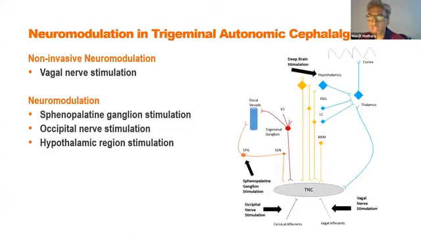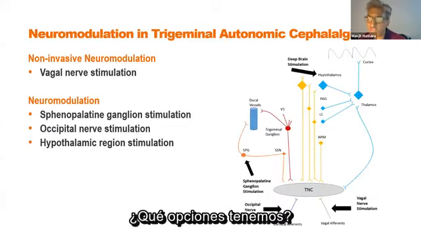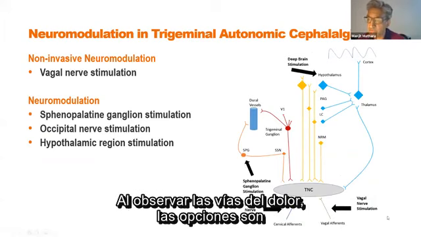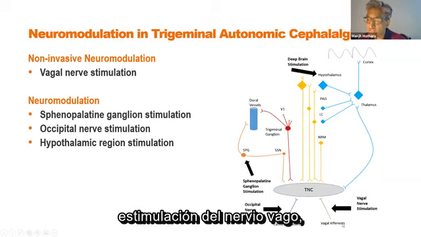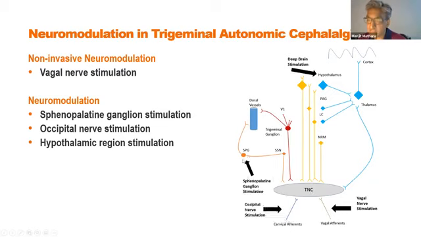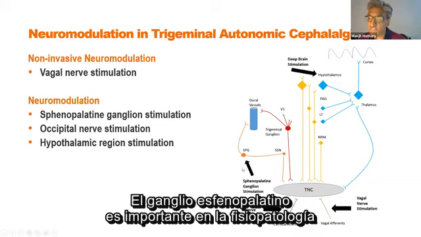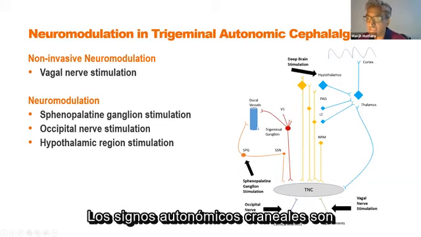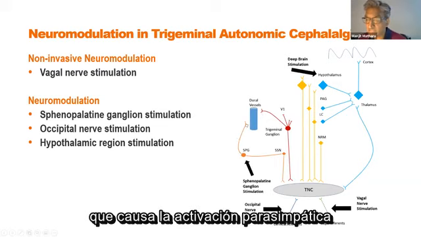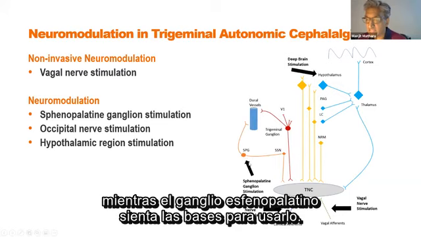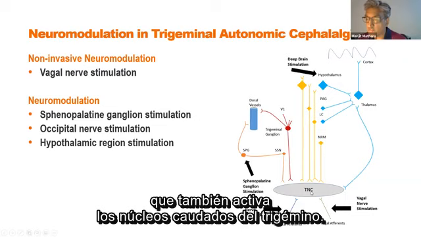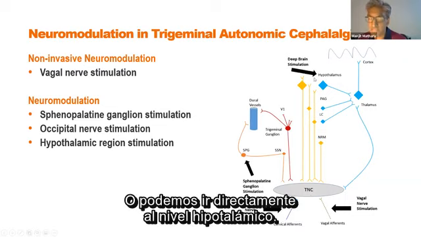Finally, going on to neuromodulation, what are the options we have? The options are entirely dependent on the pain pathways. When you look at the pain pathways, our options are vagal nerve stimulation, the vagal nerve feeding into the trigeminal nucleus caudalis. We can do sphenopalatine ganglion. The sphenopalatine ganglion is important in the pathophysiology of cluster headaches. The cranial autonomic features are mediated through trigeminal activation, leading to parasympathetic activation via the sphenopalatine ganglion, and that's the basis for using it. We can also use occipital nerve stimulation, which also feeds into the trigeminal nucleus caudalis, or we can go directly at the hypothalamic level.